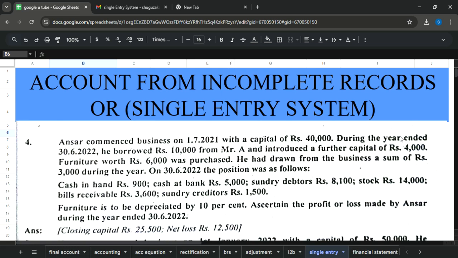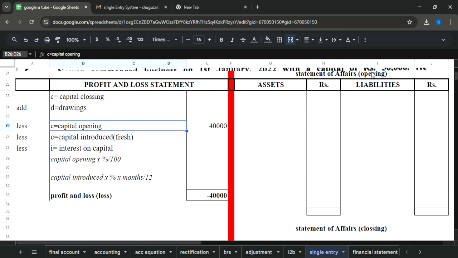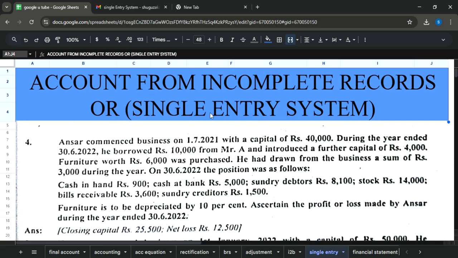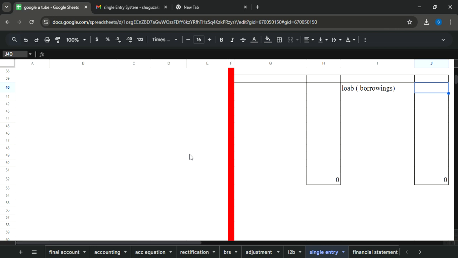During the year ended, everything is now related to the closing statement. He borrowed. Borrowed means loan. Loan is your liability. So where will you go? Not the opening statement; you will go to the closing statement over here and you will write loan. Your loan is basically borrowings. Borrowings are loan, which is liability. How much loan has he taken? Look at here, 10,000 was borrowed. So just write down 10,000 in front of this loan, and this would be considered as your liability.